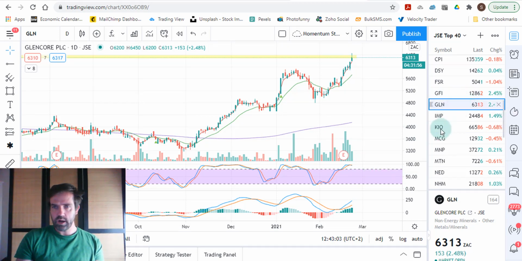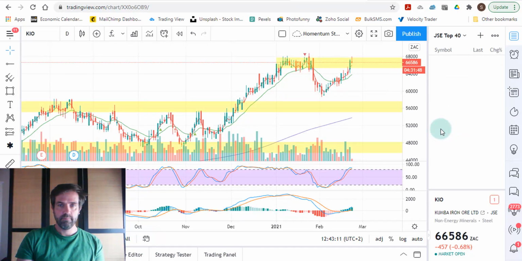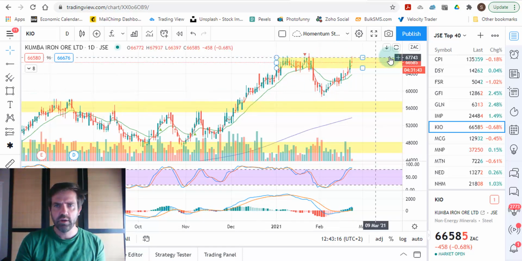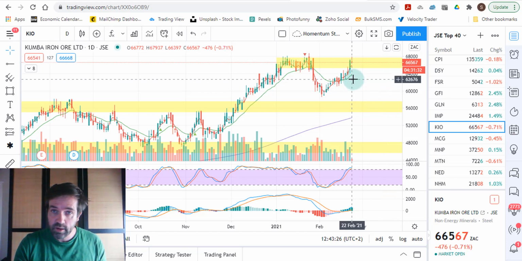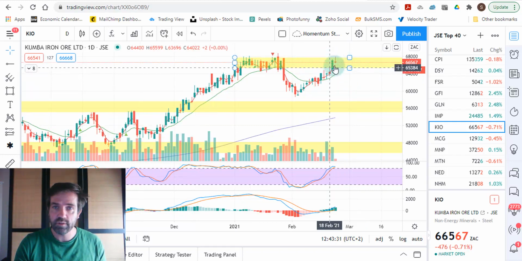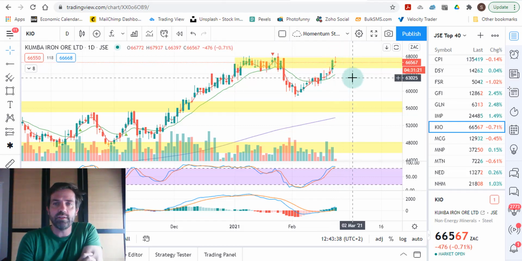Let's go to Kumba Iron Ore while we're over here. There you go. Once again, you can see I've plotted my support and resistance, which just gives you a good starting point to see whether or not it's in an area that there might be a reversal. The current candle is a shooting star pattern as well as a Bearish Harami, which are both reversal signs. However, like I said before, this candle hasn't closed yet, so we'll have to wait until the end of the day to see if that candle pattern is something that we can look at for a possible signal.